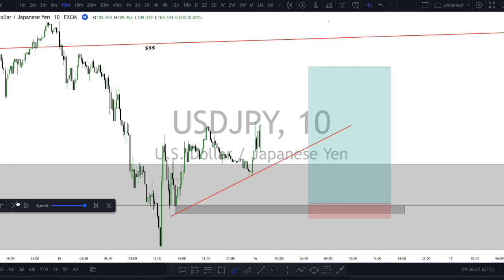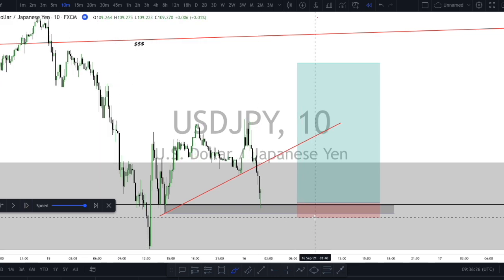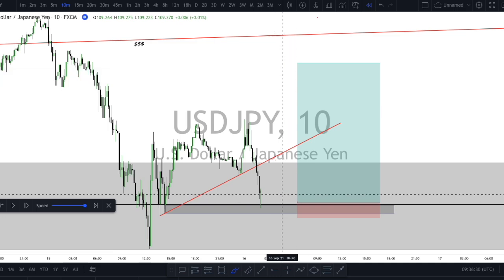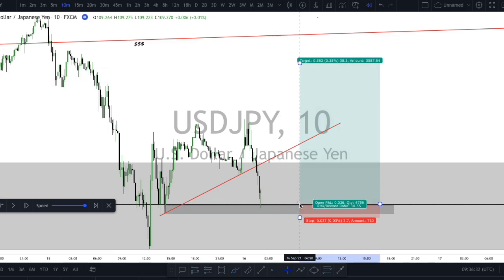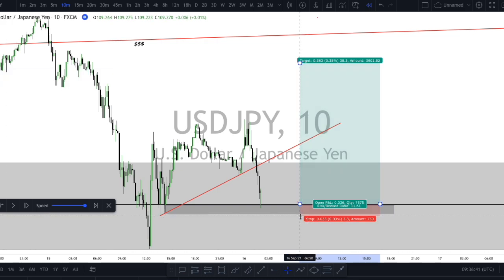But let's see what eventually happened. Price broke through that area and came back to activate our trade here. This is actually the entry point. This is our stop loss, right? Came back to activate our trade here. As you can see, all right, let me just put this stop loss here.